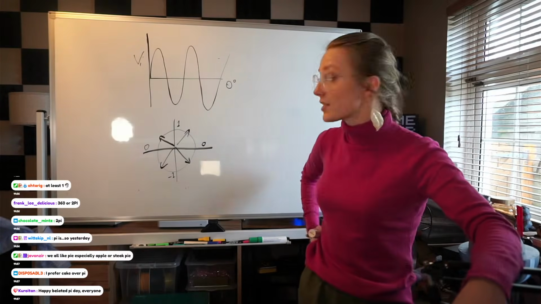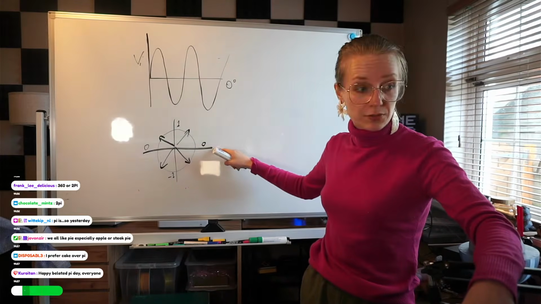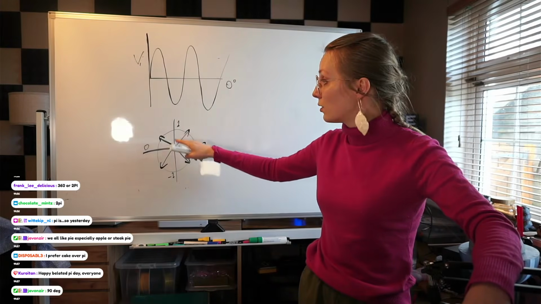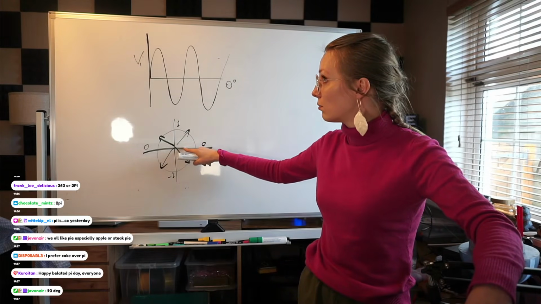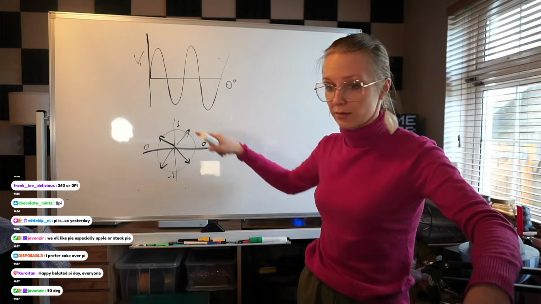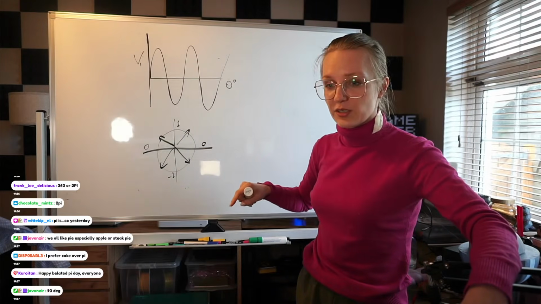Sine of 1 is equal to 1. Sine of 0 is equal to 0. But a cos of 1 is 0.